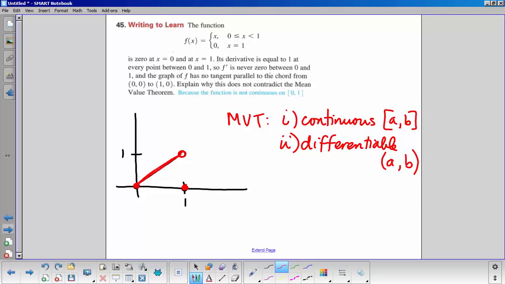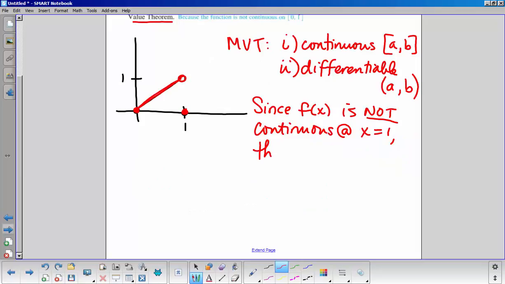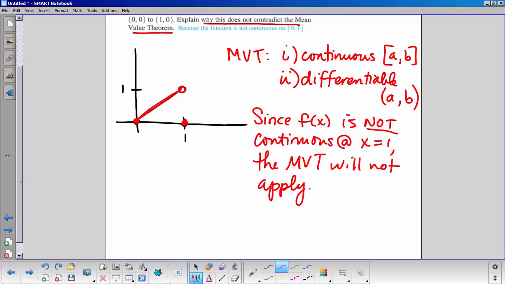No. So this says, explain why this does not contradict the mean value theorem. Well, because f of x isn't continuous. Yes, since f of x is not continuous at x equals 1, the mean value theorem would not apply, right? Try again. Well, it will not apply, okay? All right.